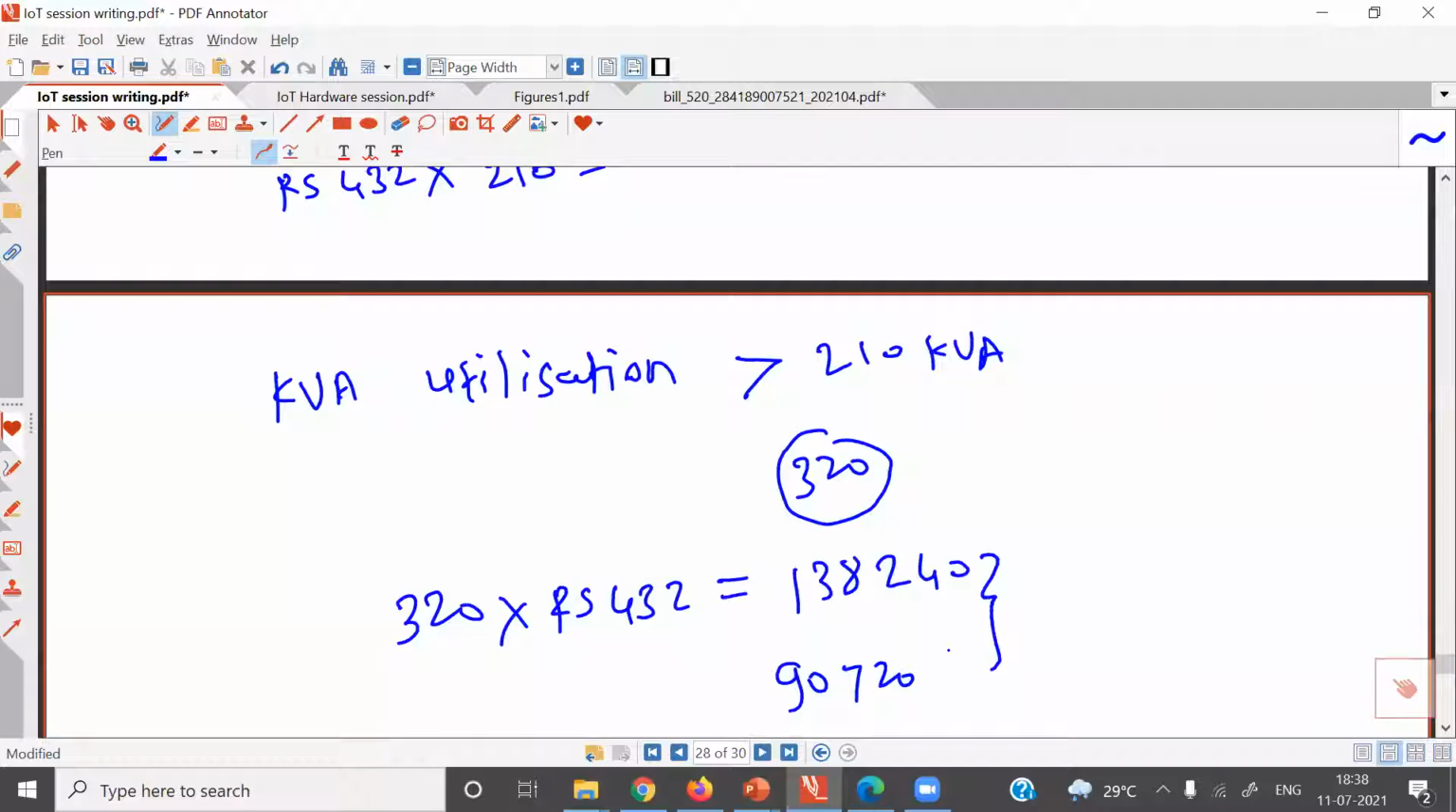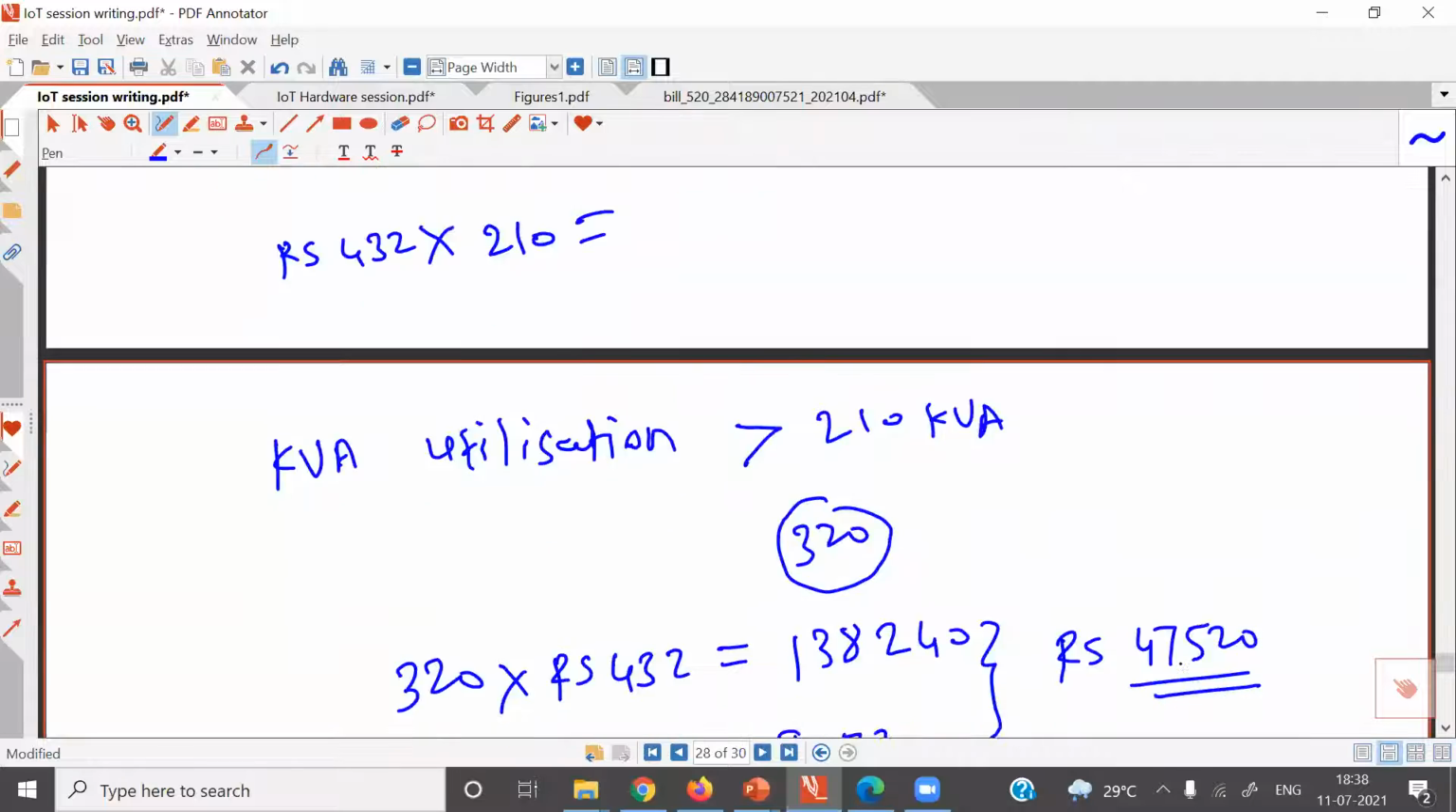So what is the difference? The difference is 138,240 minus 90,720. So we can save here around 47,520 rupees. So there is possibility of saving around 47,000 rupees. Remember, when kVA utilization exceeds your contract demand for more than 30 minutes, then this additional penalty is imposed.